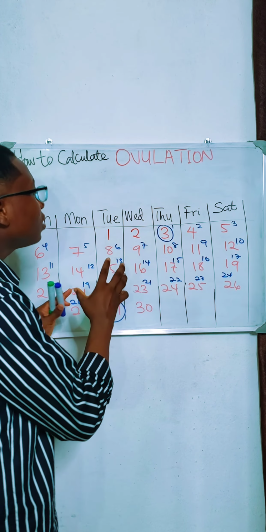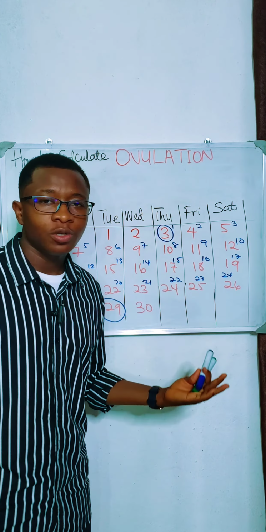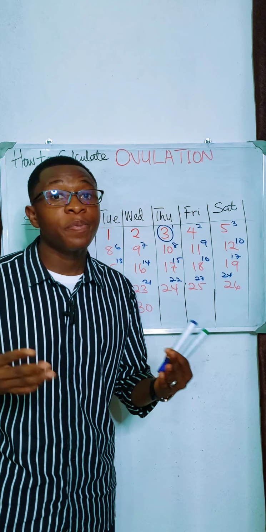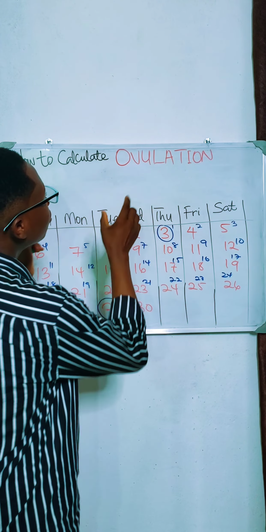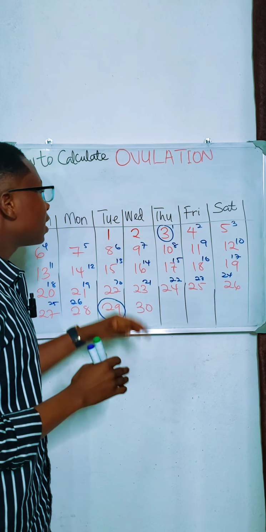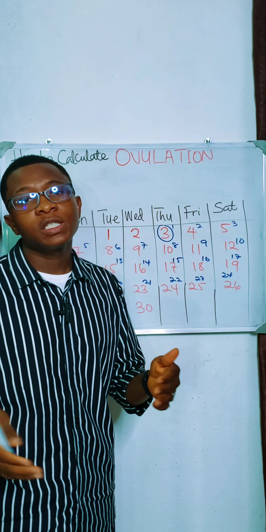Okay, now when you know this cycle, you can now do anything you want. You can now calculate your ovulation, you can now calculate your fertile period, your safe period as well. All right, so let's go into ovulation. Now, before I go into that, this cycle length is not constant though. It is different for different people.